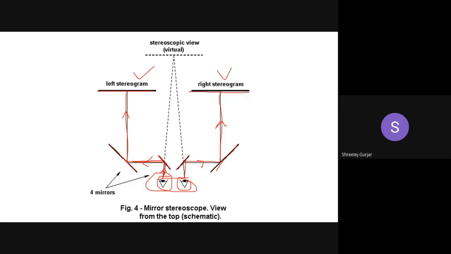These two images, which are stereo pairs, will be combined together in your mind by your brain, and you will be seeing a single virtual image over here. You will feel that you are seeing just a single image, like a 3D view. This is the virtual stereoscopic view that you will see, because your mind combines these two images and you perceive a single image. So this is the principle of your mirror stereoscope.